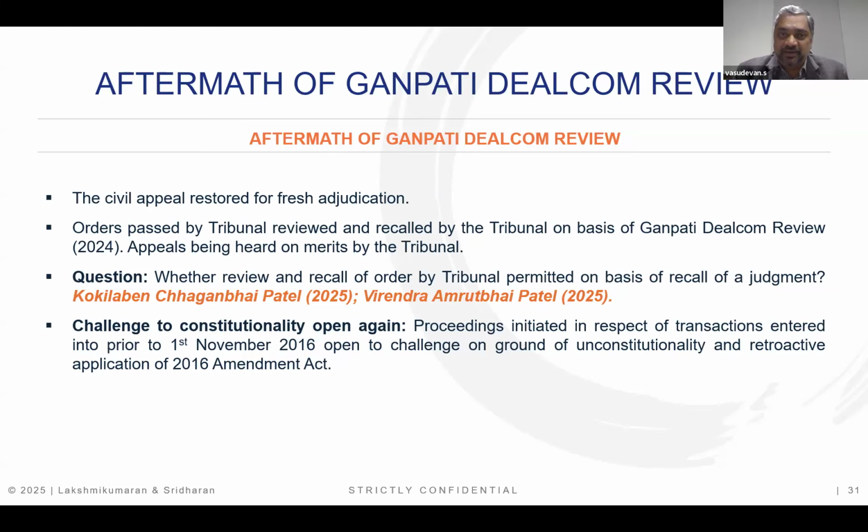They said that merely the fact that a subsequent ruling has come is not a ground for review. The mistake should be apparent on record on the day when the ruling was given. So on the day when the tribunal followed Ganpati Dealcom, the first judgment, they were right in doing so.